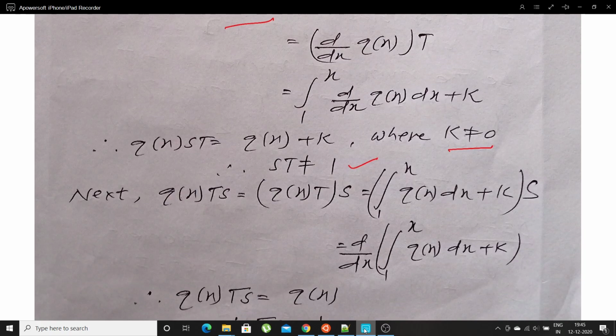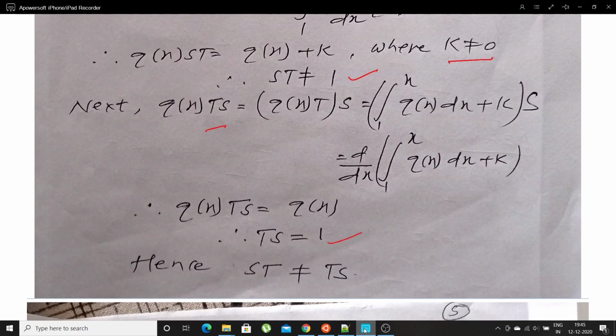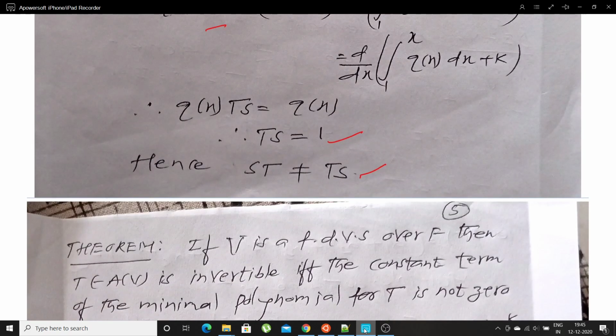Similarly, Q of x of ts is equal to 1. St is not equal to 1 and ts equal to 1. That indicates st is not equal to ts.